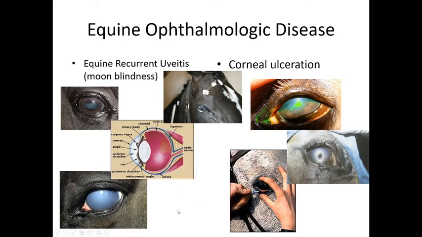Eye diseases. One of the common ones that we see is recurrent uveitis. It's also known as moon blindness. This is just a lot of protein and inflammatory cells that you can see in the eyeball itself. And it's just an inflammation of the structures of the eye. They can also get ulcers, get something stuck in their eye, or scratches from hay. If they get a scratch in the eye it gets infected, it can turn into a melting corneal ulcer. And if that melts all the way through all these little tiny layers, the eyeball will rupture and you'll lose the eye.